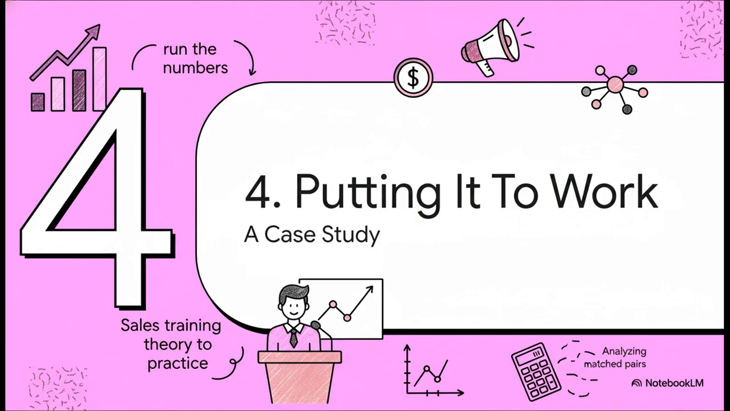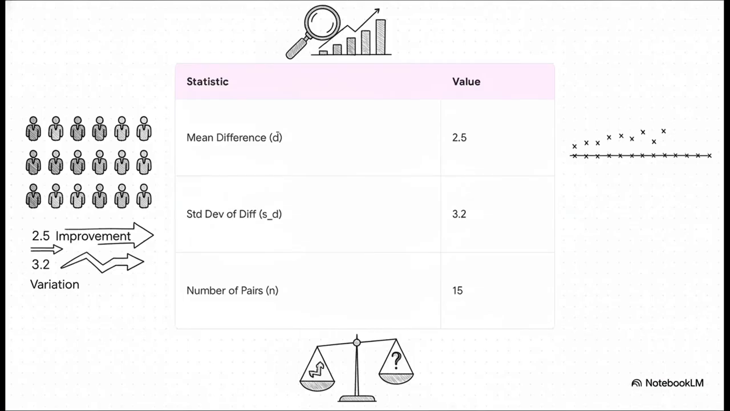Okay, that's enough theory. Let's see this thing in action. We're going to take our sales training example and actually run the numbers. So here's our evidence, our case file. We looked at 15 salespeople. After we did the math, the average improvement, that's our mean difference, was 2.5 units. The standard deviation was 3.2. So here's the million-dollar question. Is this 2.5 improvement actually meaningful, or is it just statistical noise?